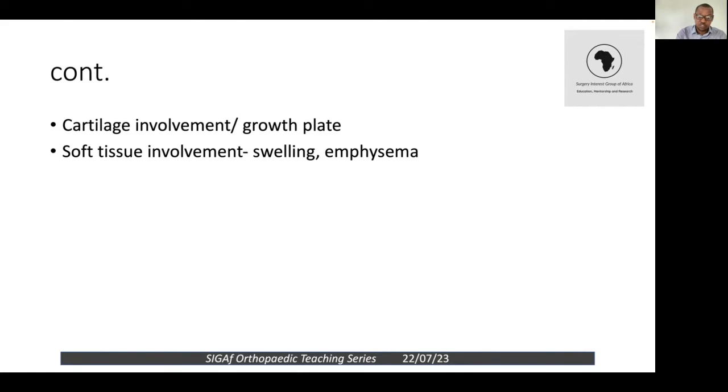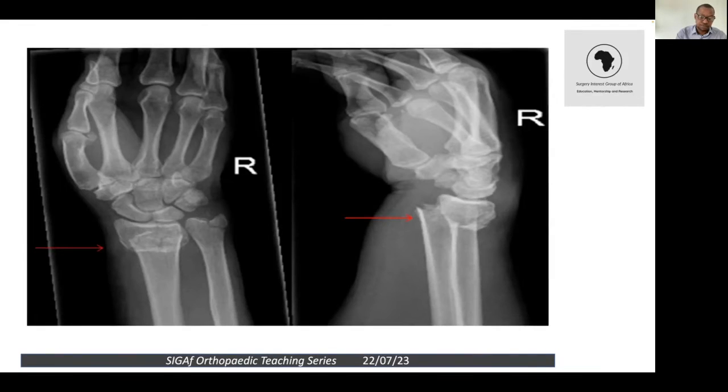Soft tissue involvement we've talked about. You want to look at obvious swelling, emphysema, and at times you might see a bit of bone poking through the skin, so you can also describe that. I can't conclusively give you an idea if a patient has an open fracture, but oftentimes, open fractures are just a clinical diagnosis that you have to note and document.